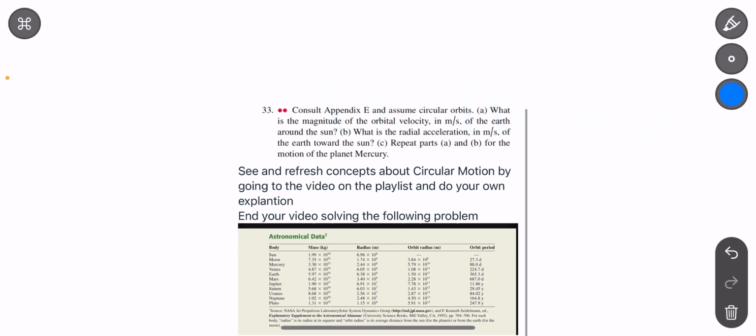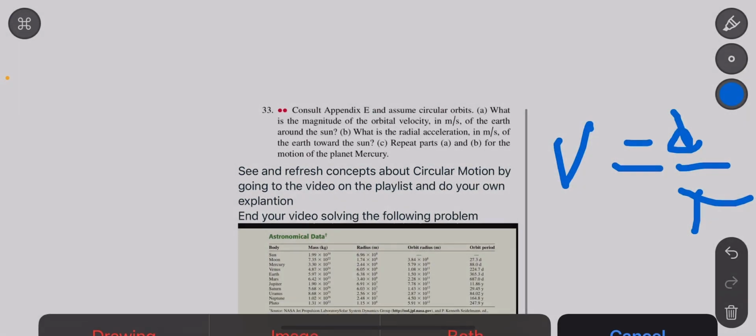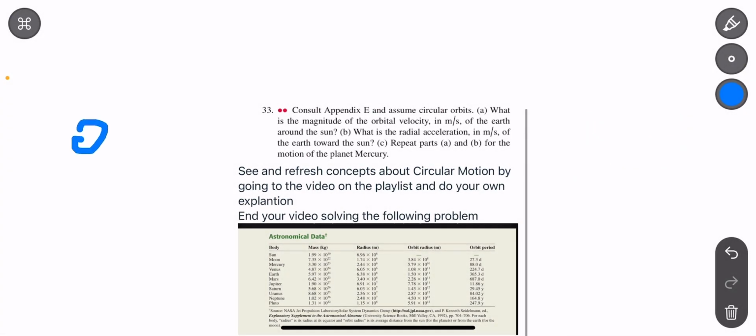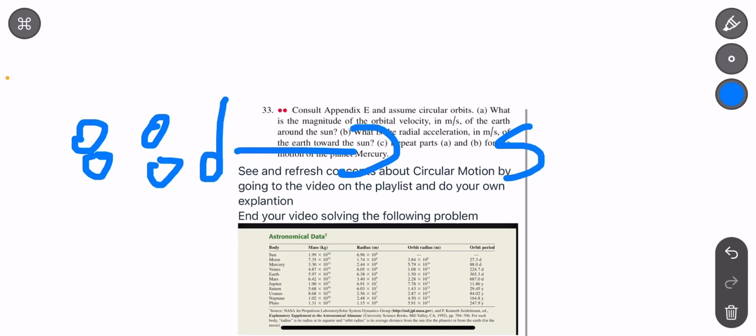Now for C, it's asking us to do the same thing we did for A and B, so let's do it again. We have to find the time first for velocity. To be able to find that, we have to convert 88 days all the way to seconds.